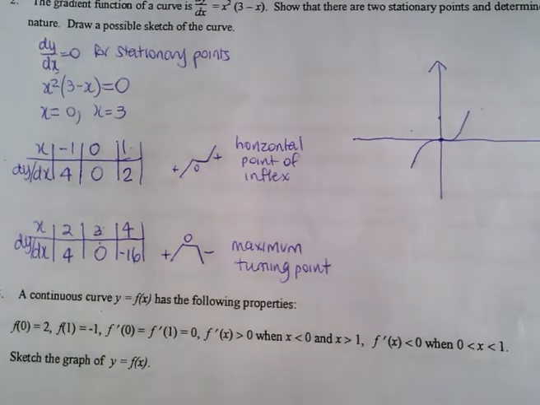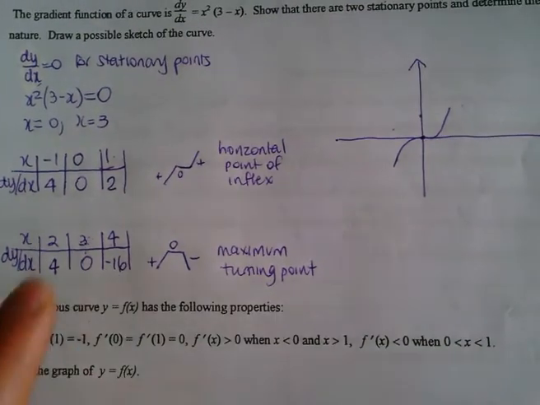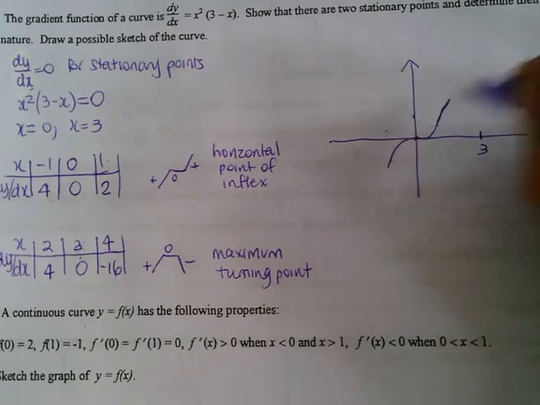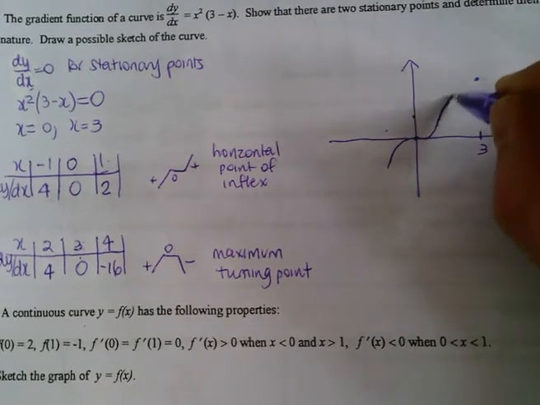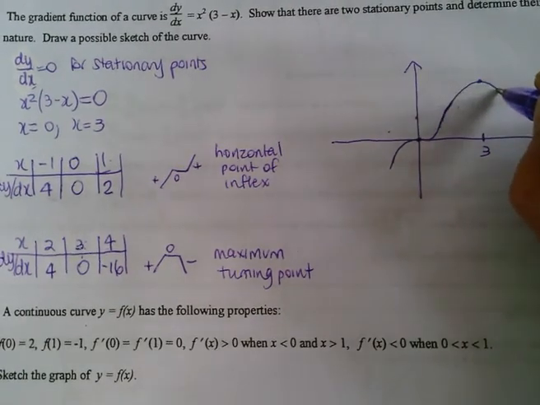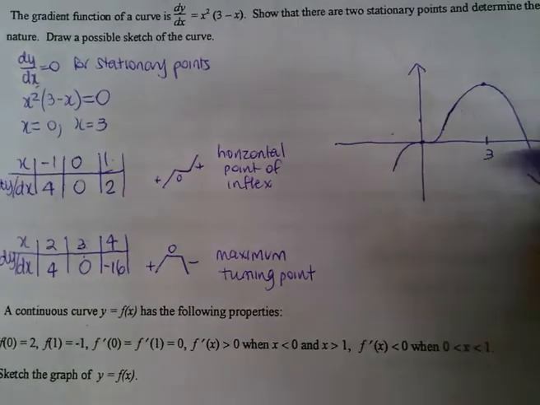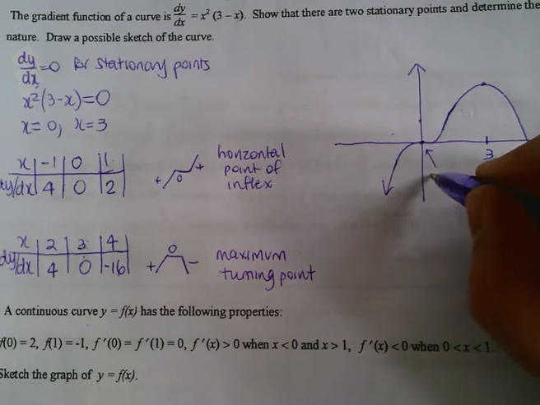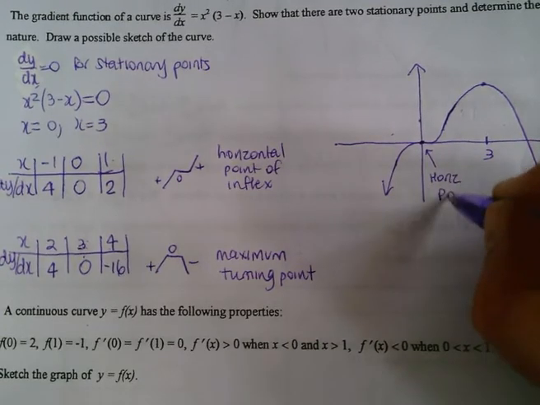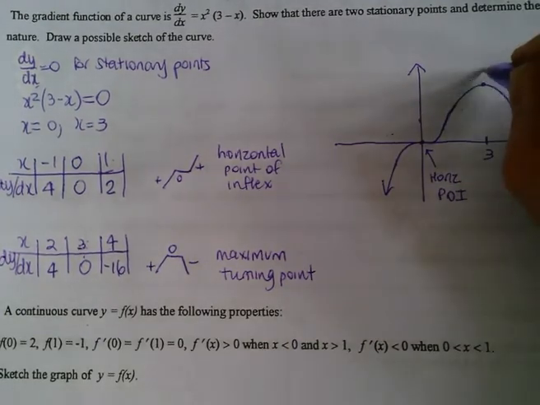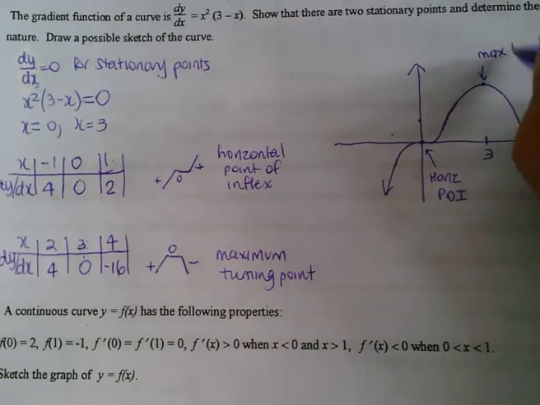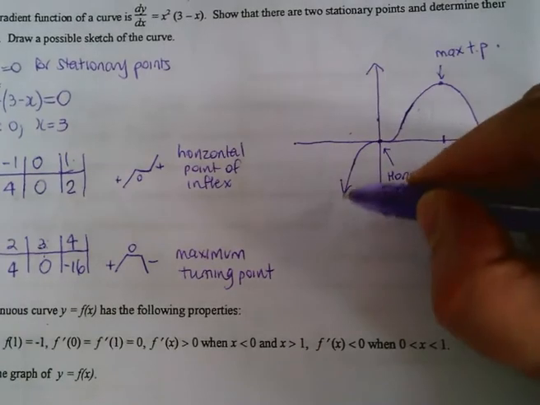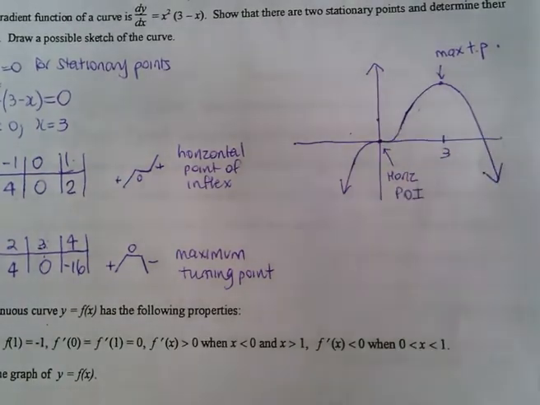That's the shape there. And when x is 3, so I'll put x is 3 over here somewhere. When I get there, nothing else happens. But when x is 3, I'll just go up here. I've got a max. So this is a possible curve. Here is my point of inflection. Horizontal POI, point of inflection. Here is my maximum turning point. Max TP. Got it? Inflection, maximum turning point.